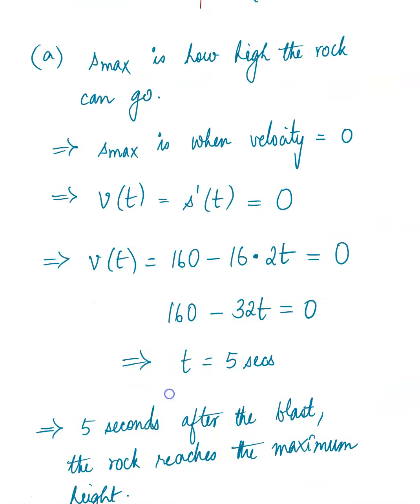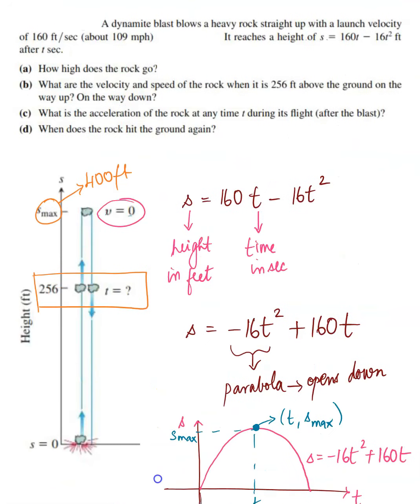Then we go to part C. What is the acceleration of the rock at any time t during its flight after the blast? Recall that acceleration is the derivative of the velocity. How fast is the velocity changing? That's what it means to say, what is the acceleration?